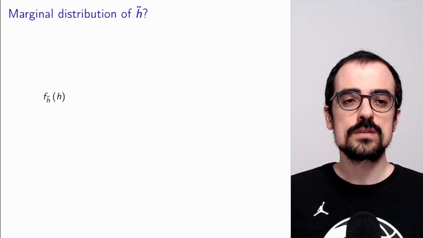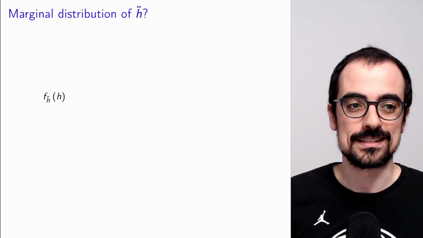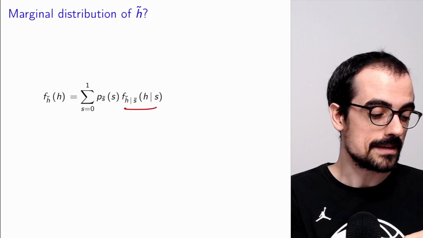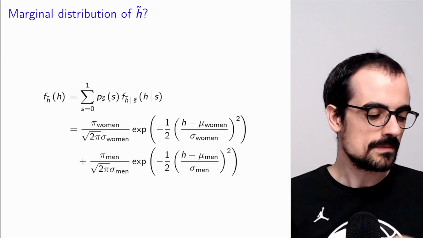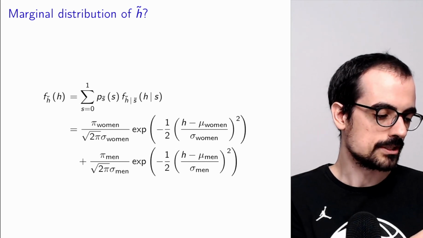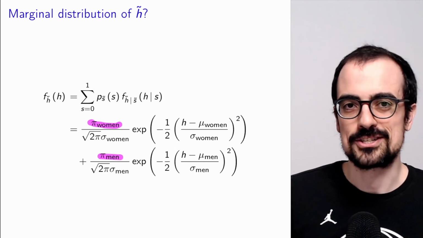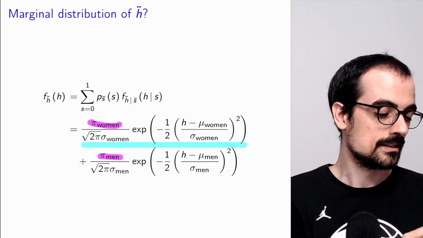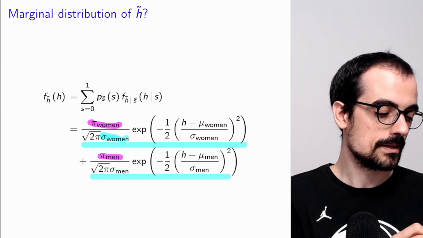So now, what if we want to compute the marginal distribution of height? We want to have a PDF for height. Well, we apply our formula where the PDF of h can be obtained by weighting the conditionals by the corresponding value of the marginal PMF. In this case, there's two possible values, so we just sum them. Each of them is Gaussian. Here, I'm representing the probability of women by pi of women, and the probability of men by pi of men. Realize that these are just the values of the marginal PMF, so they add up to 1. And the rest are the Gaussians, which are the conditional PDFs with the appropriate parameters, right? So the standard deviation for women, the mean for women, the mean for men, the standard deviation for men.